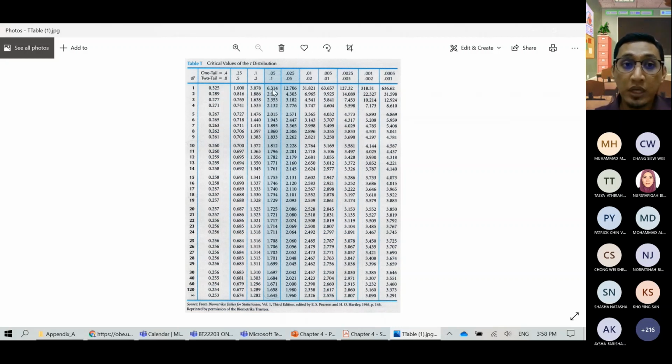Remember, as we lower our significance level from 10% to 5% to 1%, our t-critical becomes higher. Then it is much more difficult for us to reject the H null because we are trying to minimize the risk of committing a type 1 error.